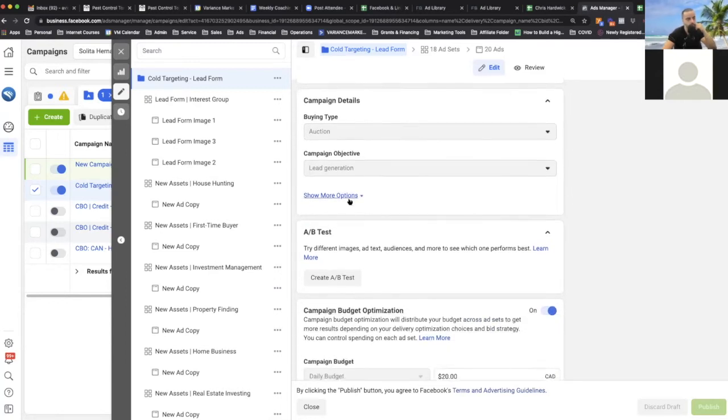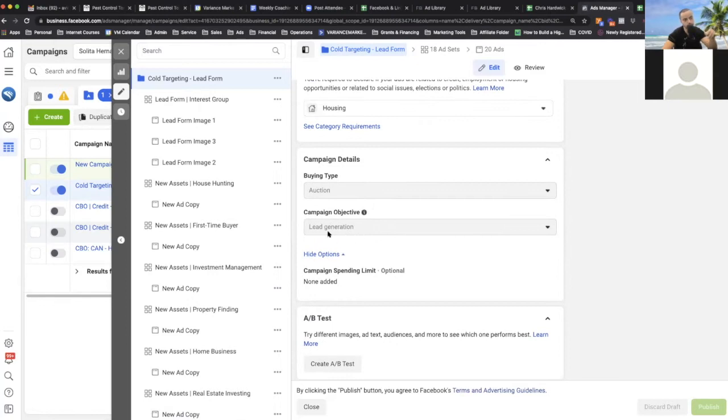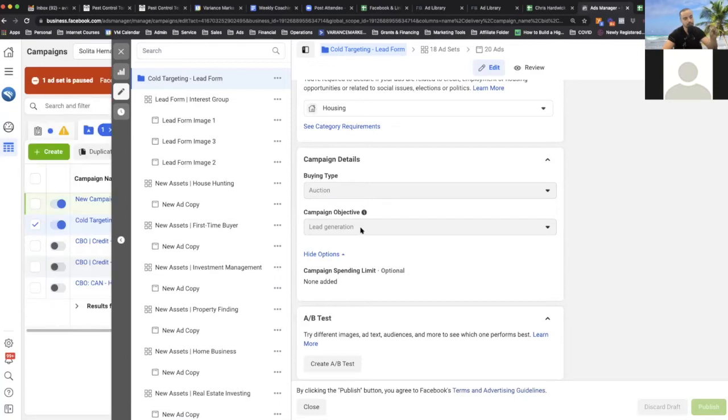But ultimately, there's a lot of advanced options, right? So you see campaign objective. This is a lead generation campaign. So what we're doing here, Adam, is we're getting ads to essentially drive leads. And then those leads are automated through Zapier to appear in my CRM so that my SDRs start calling those leads. Does that make sense? Yep, it does. Okay, sweet.